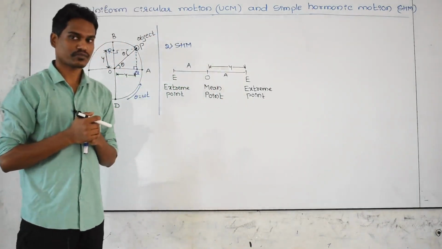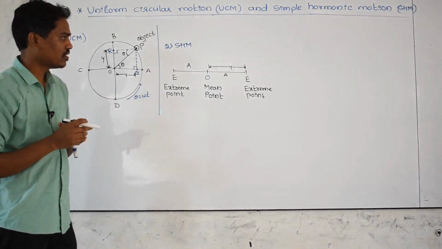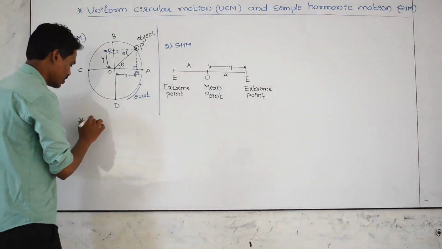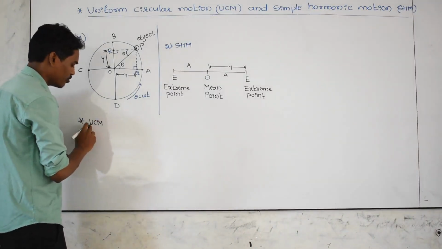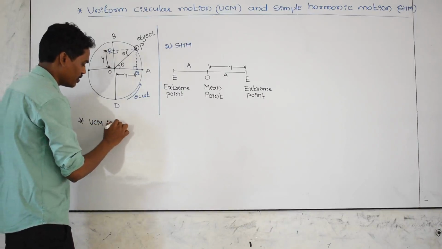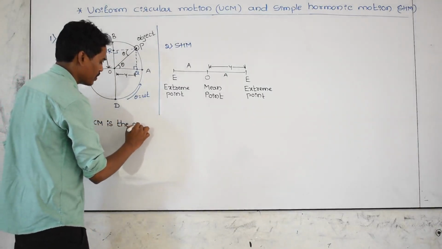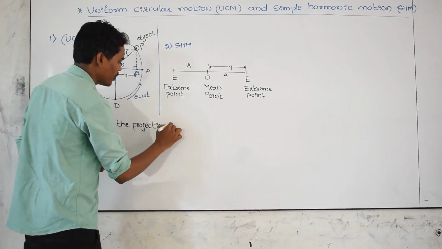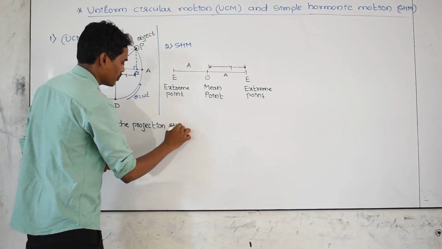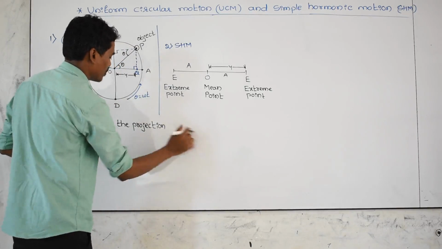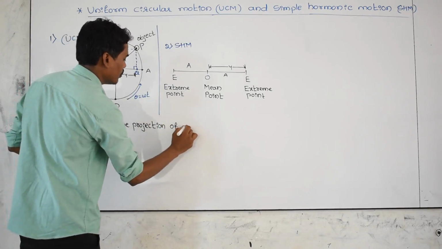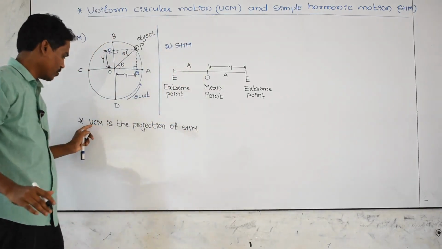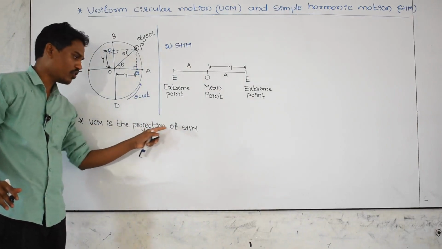Now we can study. To understand this, there is an important sentence: uniform circular motion is the projection of simple harmonic motion. You need to understand that this line is very important in this concept. Uniform circular motion is the projection of simple harmonic motion.